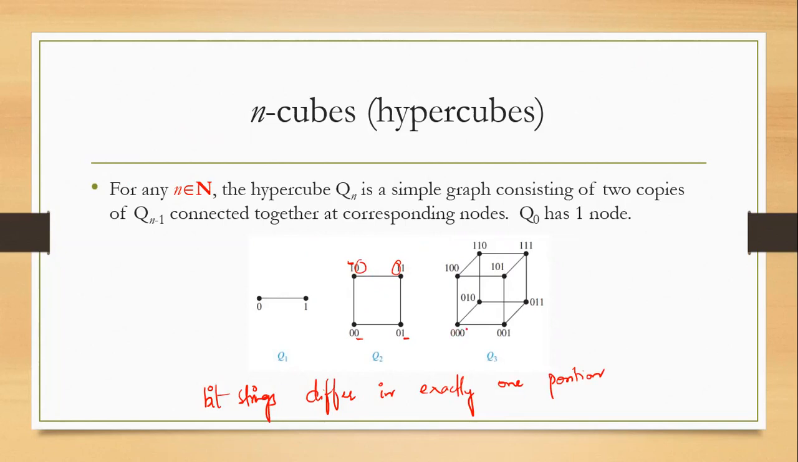So let's look at this graph. From 000, it can go to 001; we can change the last 0 to 1, or we can change the second 0 to 1, or we can change the first 0 to 1. So this vertex will be joined to three other vertices. Similarly for all the other cases. So a hypercube is basically a graph whose vertices are bit strings of a given length, and the edges are created in such a way that if they differ in exactly one position, we can create an edge between the two vertices.